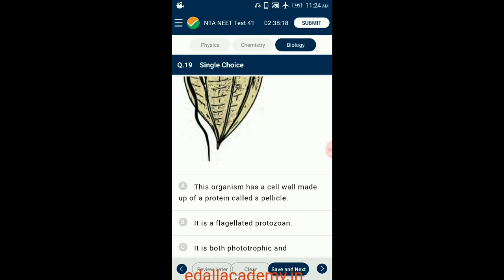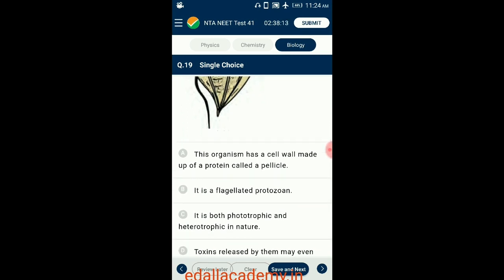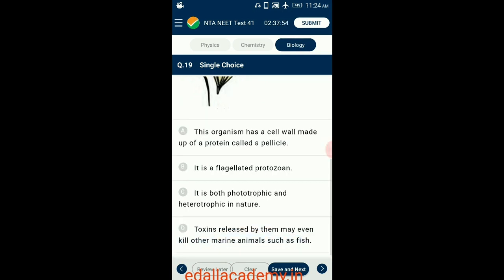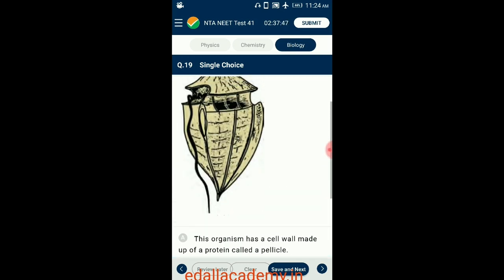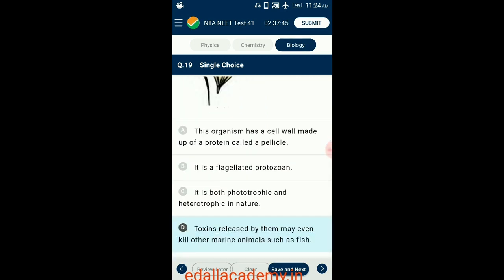One lies longitudinally and the other transversely, in a furrow between the wall plates. Very often, red dinoflagellates, for example Gonyaulax, undergo such rapid multiplication that they make the sea appear red, causing red tides. Toxins released by such large numbers may even kill other marine animals such as fishes. So the answer for this question is option D.